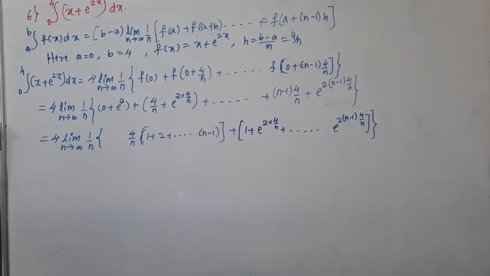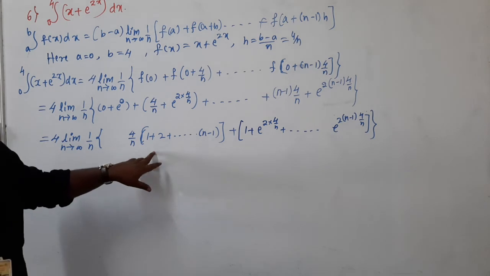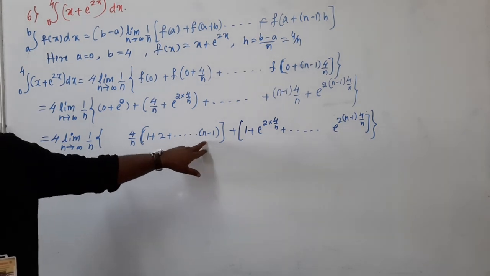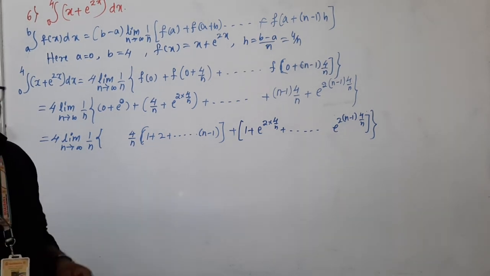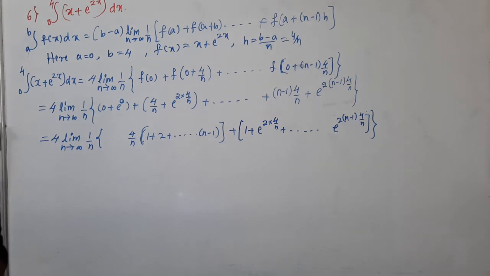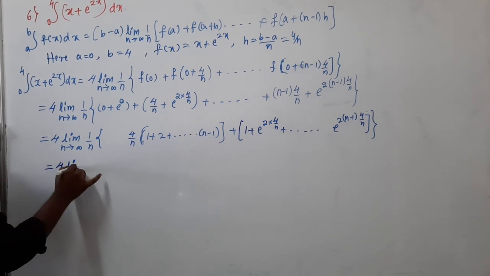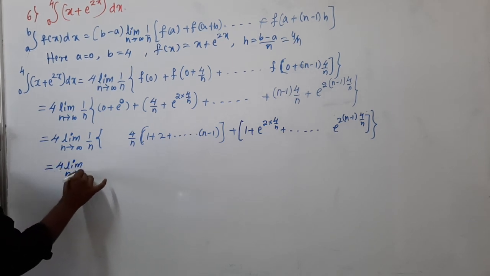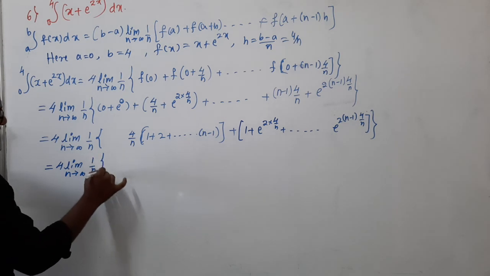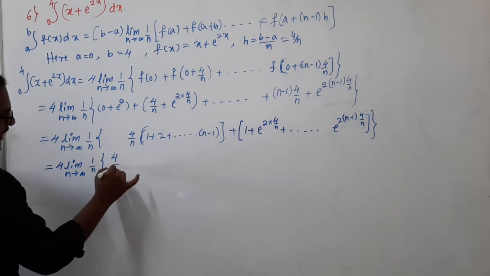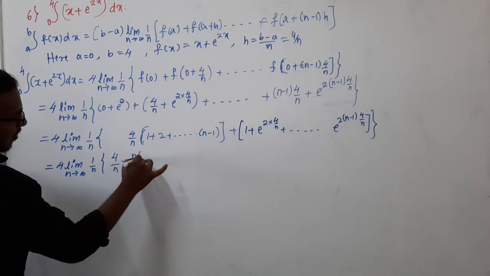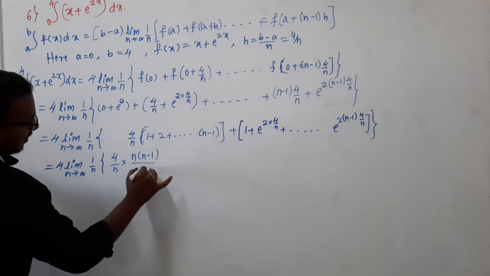Now, we know that the formula of 1 plus 2 and so on up to n minus 1 will become n into n minus 1 divided by 2. Therefore, 4 into limit n tends to infinity 1 by n is equal to 4 by n into n into n minus 1 divided by 2.